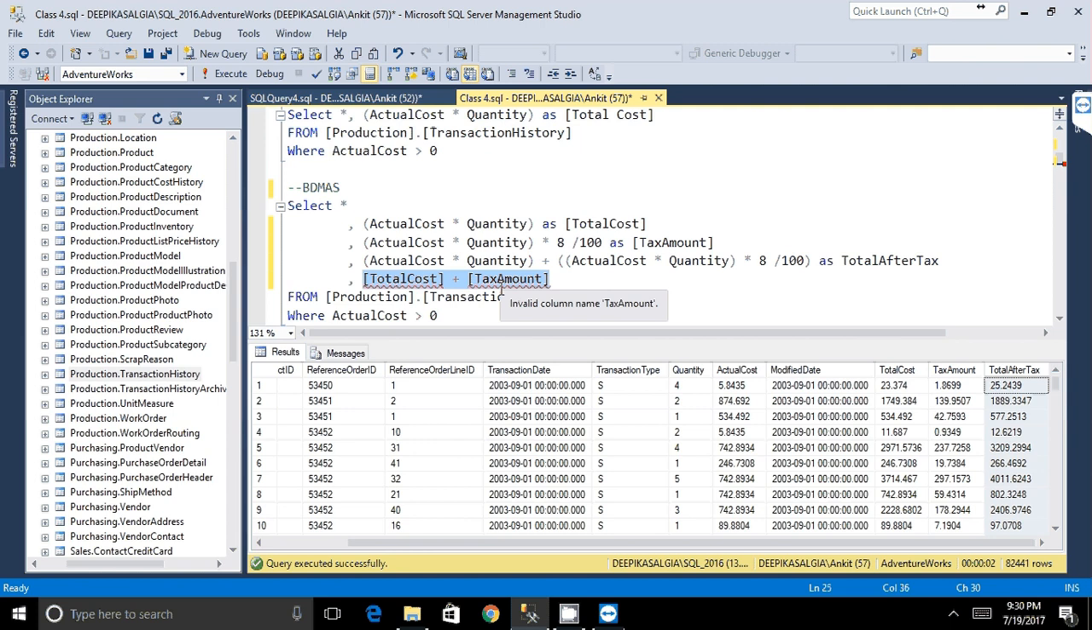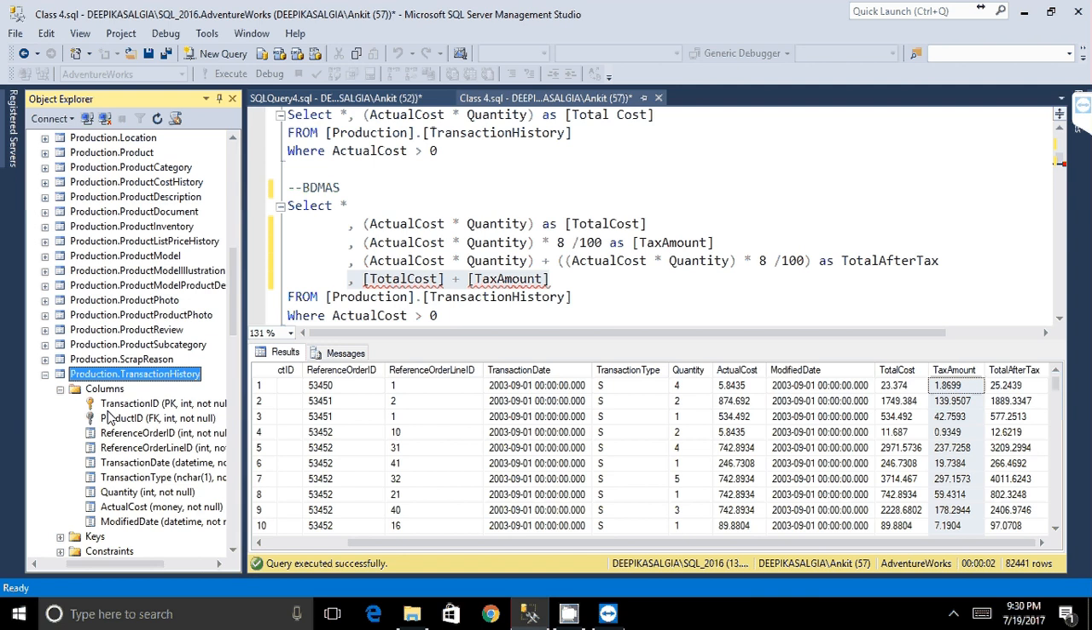If it exists in your table, then you can add it. But if it doesn't exist on the table, then you have to write this expression, because the total cost doesn't exist. So that's why I cannot do it. If you had these two columns on your table, you could surely do it. So if you have any two columns like this, you can always add them up. Any column that you see in production.transaction history, you can add those two columns together. You can add any two columns together in here.